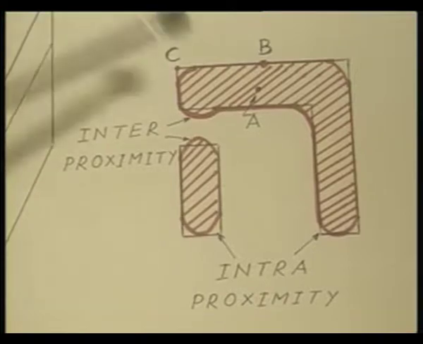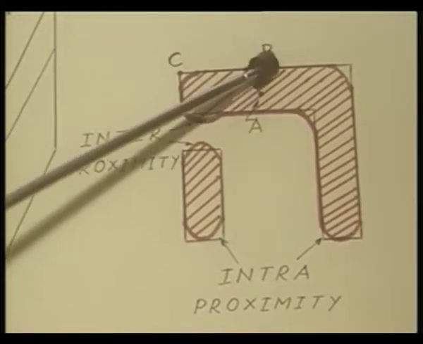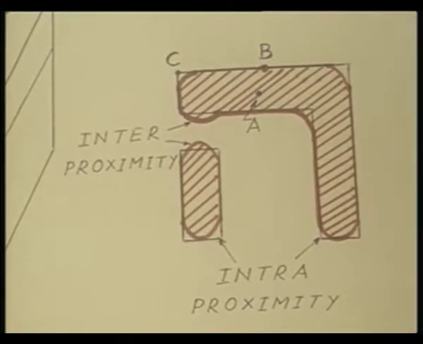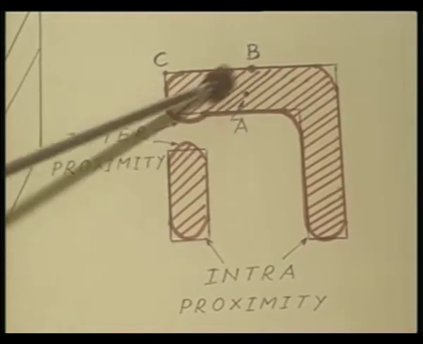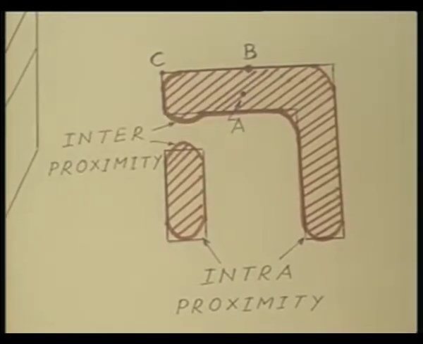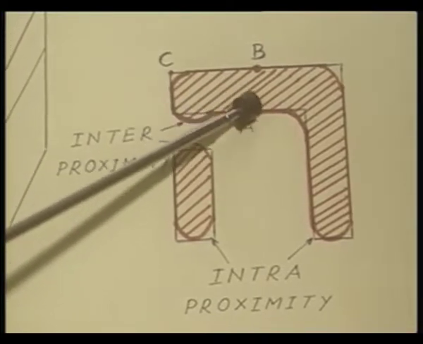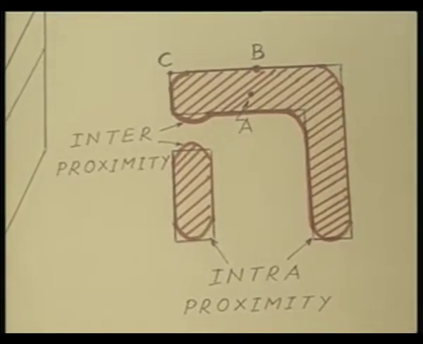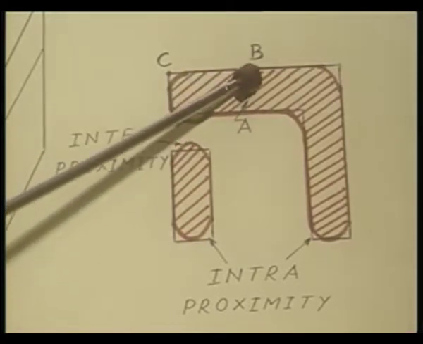Let us take 3 points in this L shaped pattern, point A, point B and point C. You see, all the points surrounding A must also be exposed to the E-beam irradiation. Therefore, point A is actually receiving the maximum benefit of the E-beam radiation. Compare this with point B.